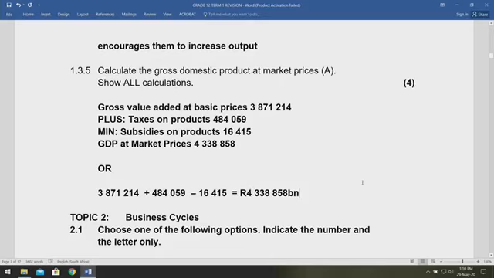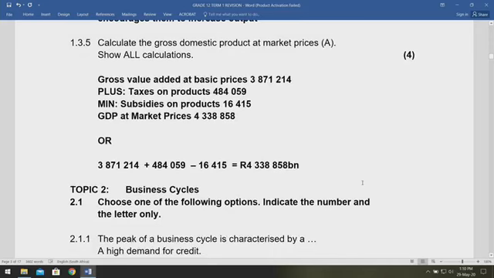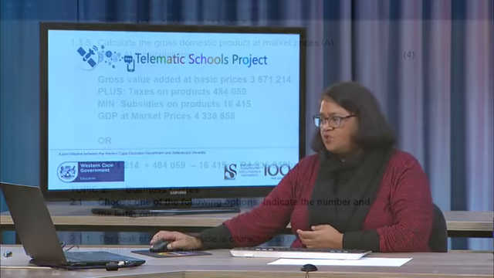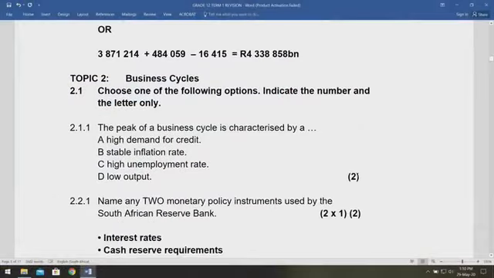Right, that brings us to the end of topic 1, which is the circular flow. Now, please remember the essay or the section C type question attached to this is a discussion on the markets within the circular flow. Right, topic 2, business cycles.